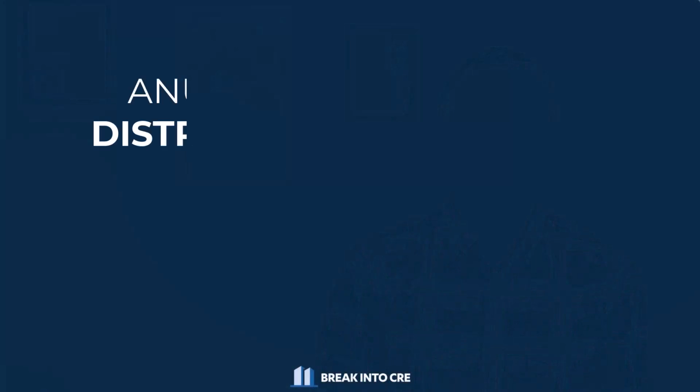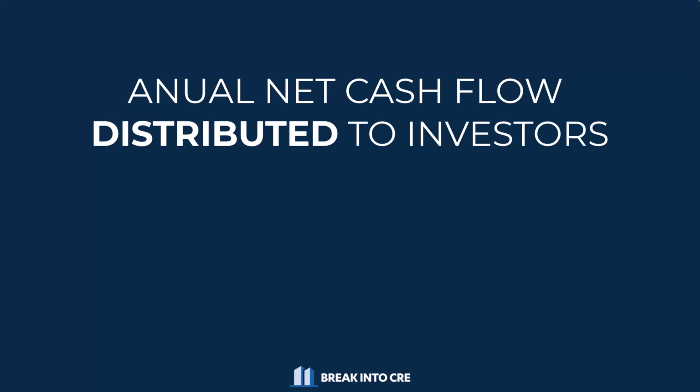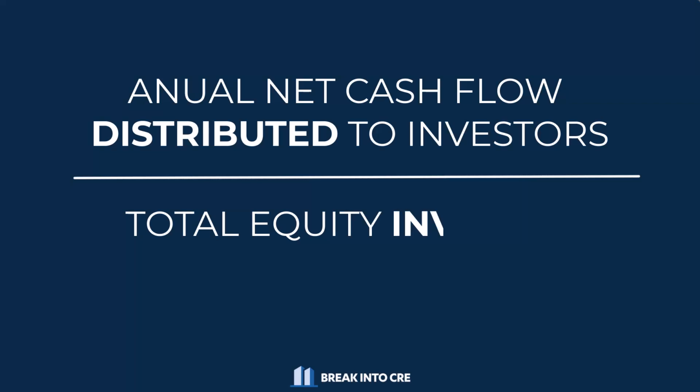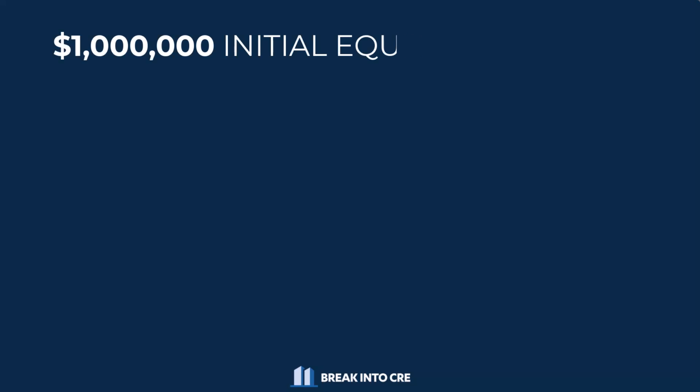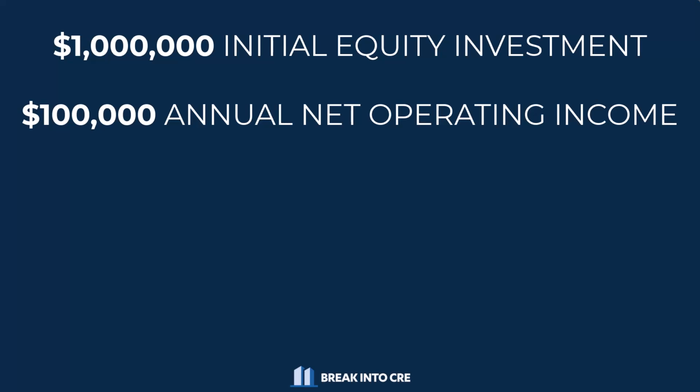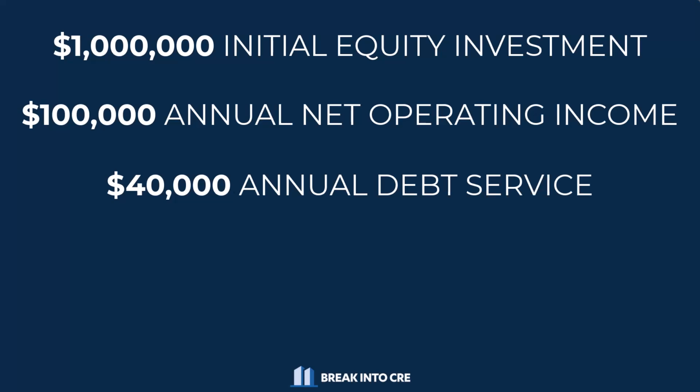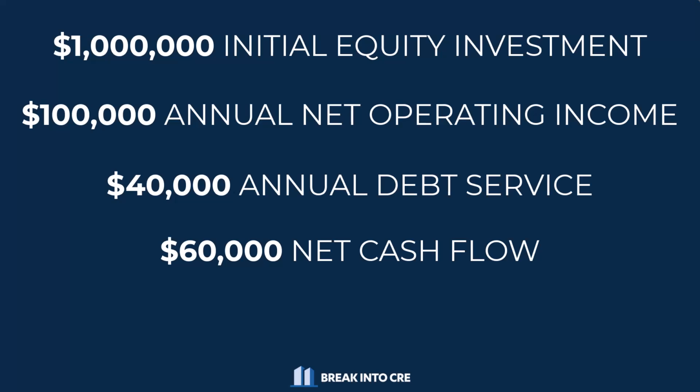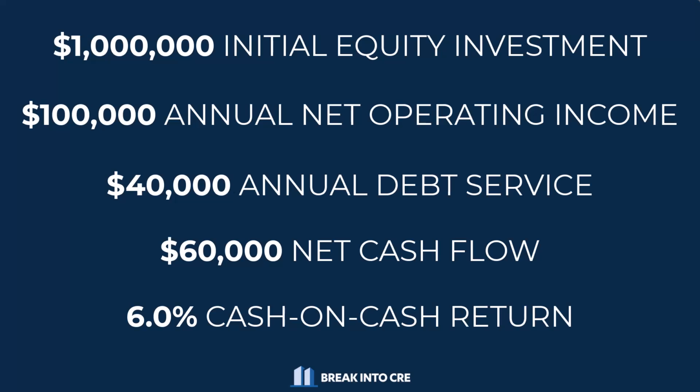So to step back and first define what the cash on cash return actually represents, this figure measures the net cash flow distributed to investors on an annual basis divided by the total equity invested in the project up to that point. This means that if you invest $1 million into a property, that property generates $100,000 in annual net operating income, and your total debt service on the loan is $40,000 per year, this leaves you with $60,000 left over after paying all expenses related to the property, resulting in a 6% cash on cash return on your initial $1 million equity investment.